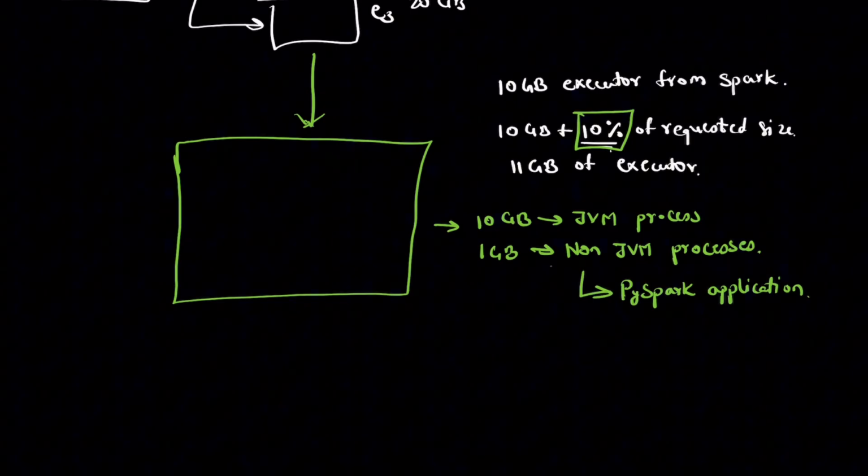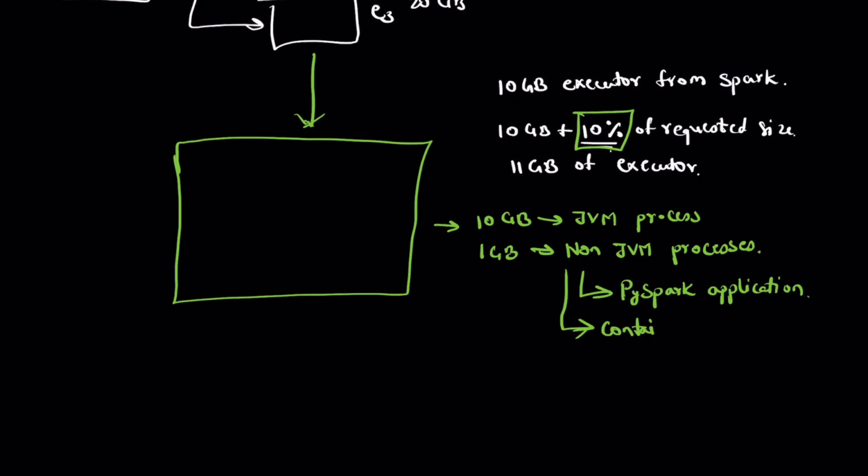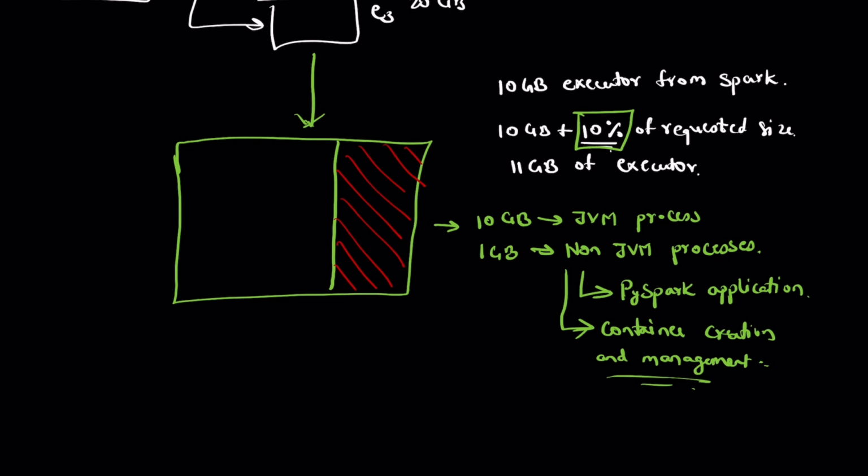And also this 1 GB would be contributing to the container creation and management. So that's how we get 11 GB. It would visually look like we have 1 GB reserved for non-JVM processes and 10 GB for JVM processes.